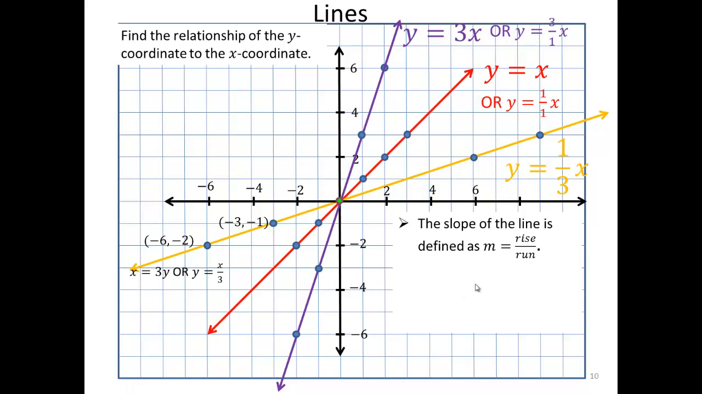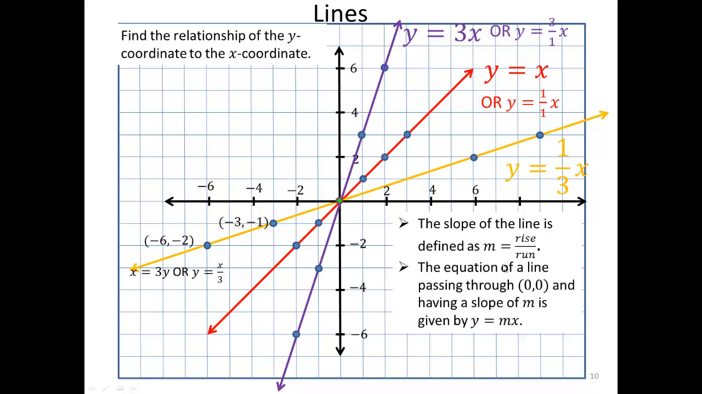And so we define the slope of a line as this ratio of rise over run. The equation of a line that passes through 0, 0 and has a slope of m is given by y equals m times x. This m, which in this case is 3, in this case is 1/3, in this case it's 1, is referred to as the slope or rise over run. So slope of a line is rise over run.